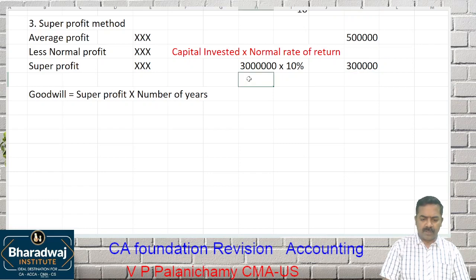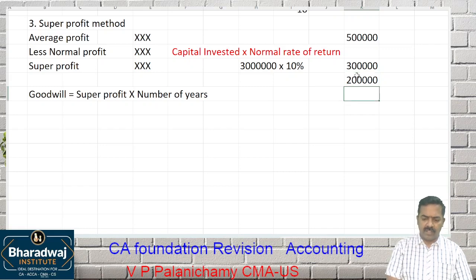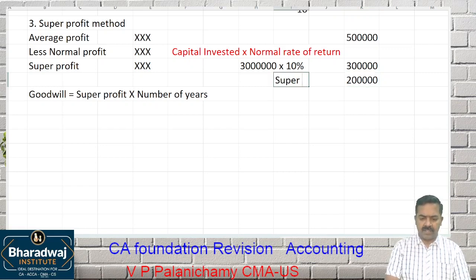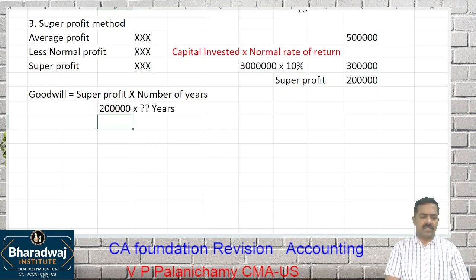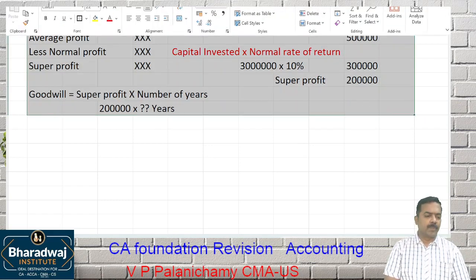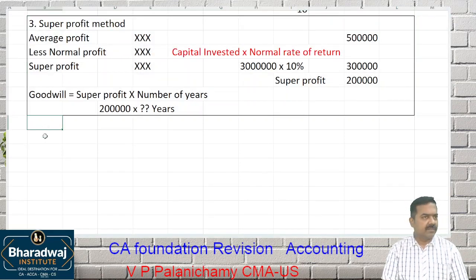So what is the super profit? That is 5 lakhs minus 3 lakhs. What is the super profit? 2 lakhs. Based on this super profit, goodwill can be valued. How to value? Simple. 2 lakhs into, depends on how many number of years. This is which method? Super profit method. Okay. Any doubt in it?